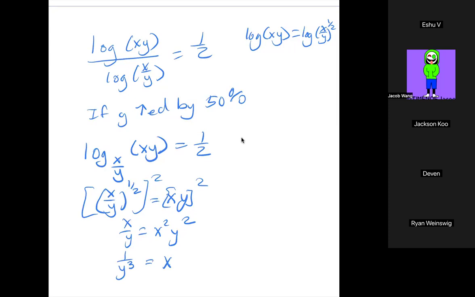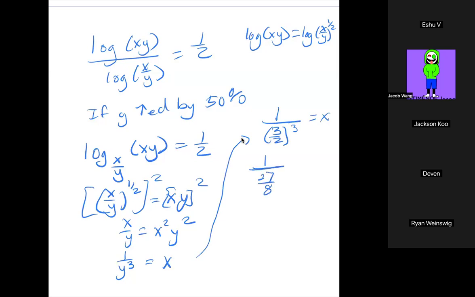Okay, so now if I increase y by 50%, instead of y being 1, what is y? 1.5. Although I hate decimals, so I'm going to instead say 3 halves. So 3 halves cubed equals x. Or what is it? Oh my gosh, my handwriting. Or I could say 1 over 27.